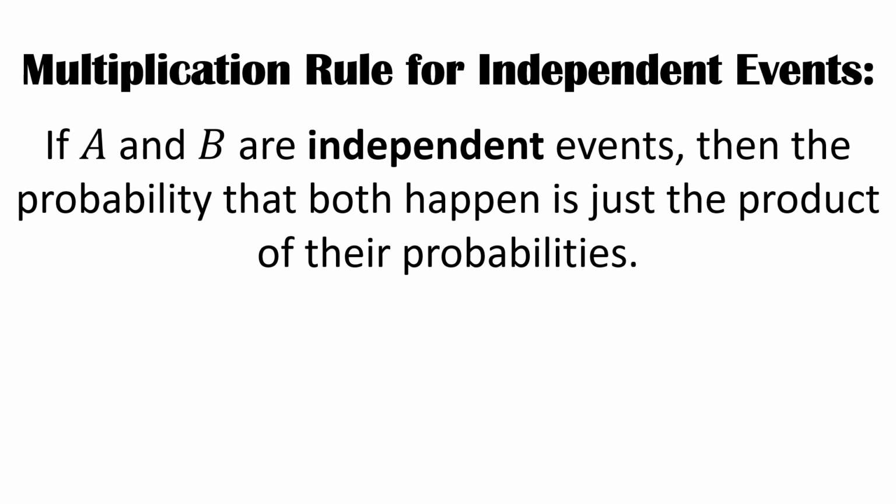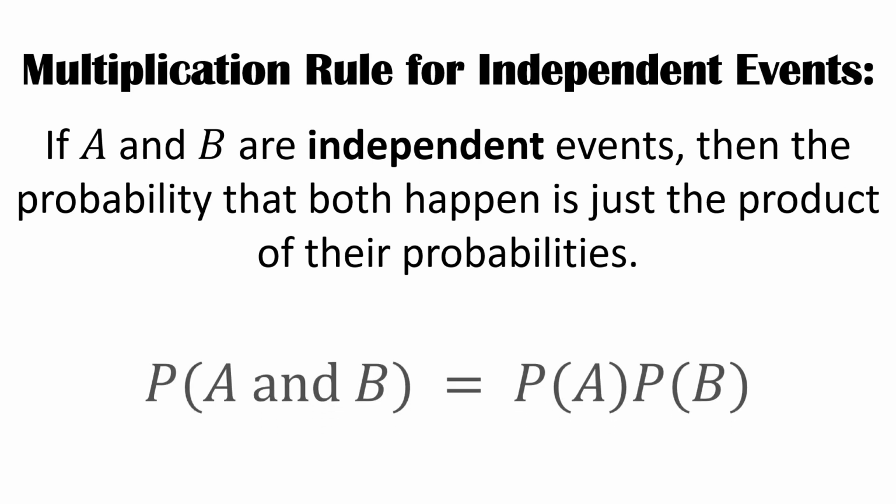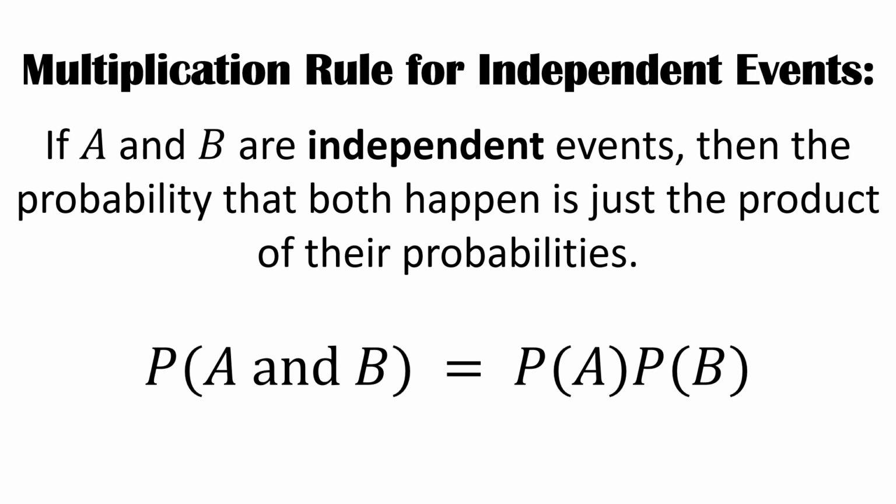So if A and B are independent events, then the probability that both happen is just a product of their probabilities. And so we write the probability of A and B is the probability of A times the probability of B.